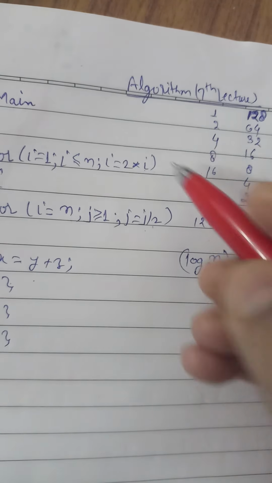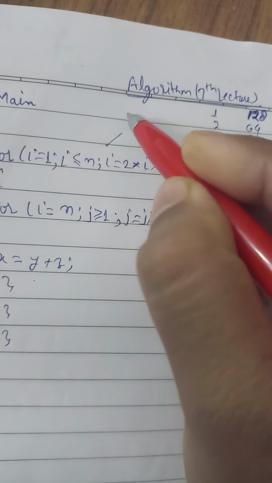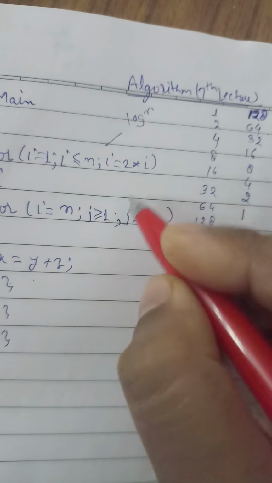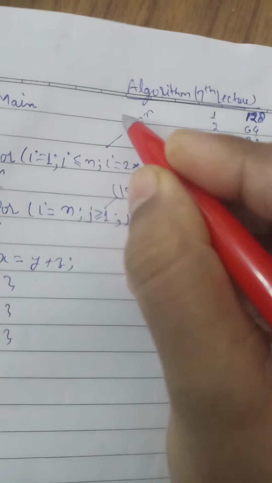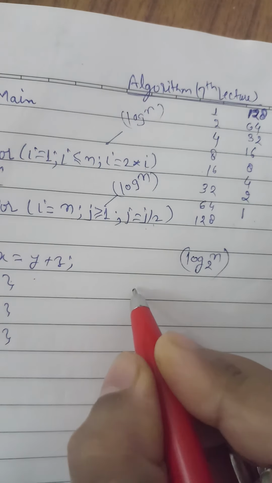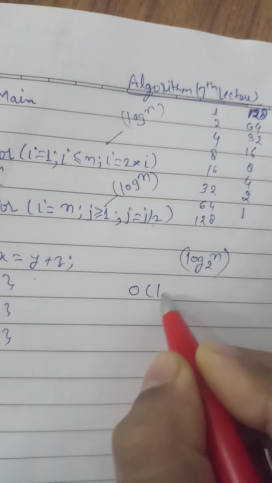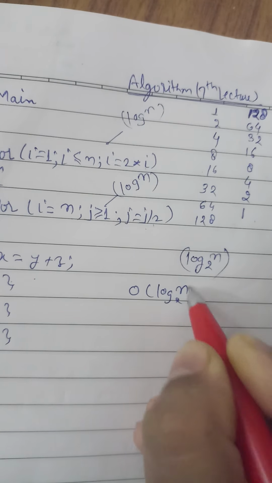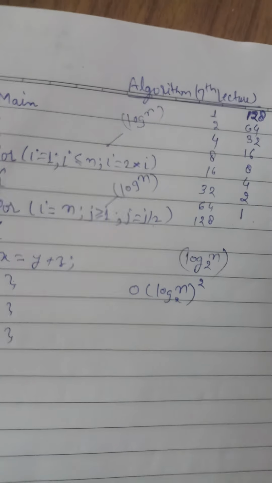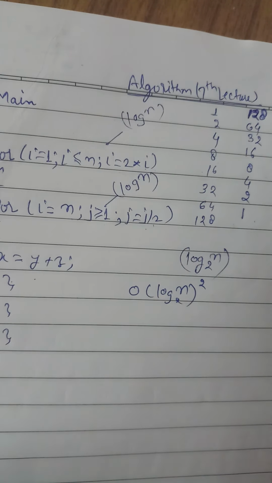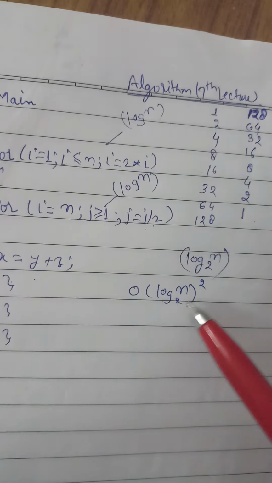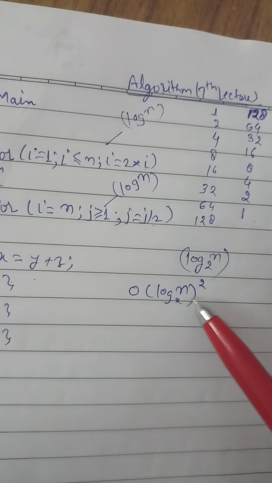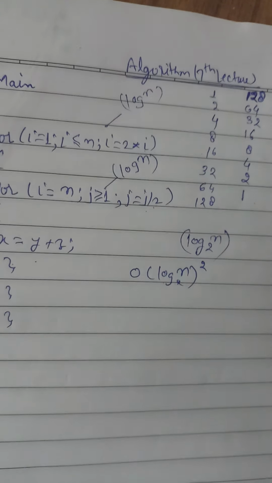So what will be the time complexity? According to this it is log n, and according to this also it is giving log n. So what will be the time complexity? The time complexity will be (log n base 2) whole square, because both are giving log n. So the time complexity will be (log n) whole square.